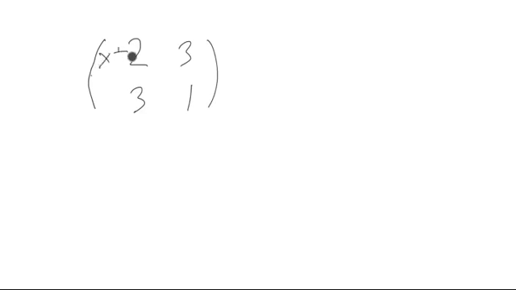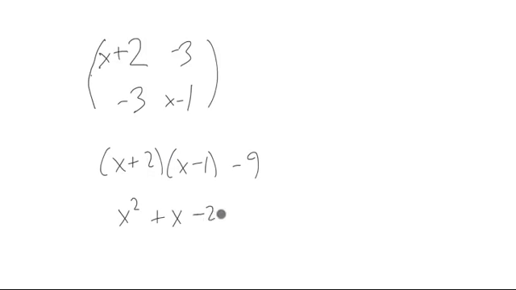So we'd have x plus, x minus, and minus, take a determinant, we get x plus 2, x minus 1, and then we have a -9. Okay, so looking at this, we get x squared plus 2x minus x, so plus x, and then -2 minus 9, so we get -11. Now, using the same technique of sign changes, notice we go plus, plus, minus, there's only 1 sign change. That means there's exactly 1 positive.